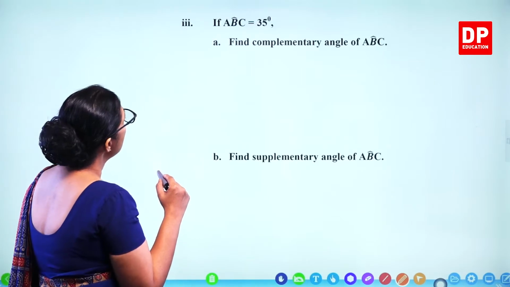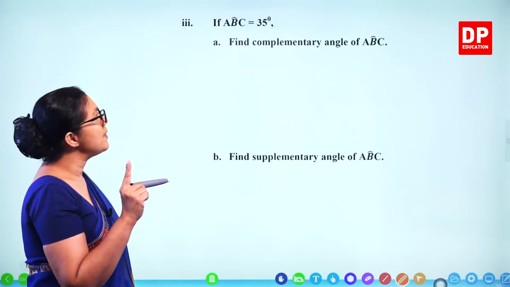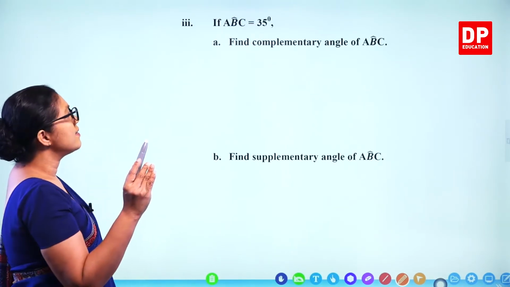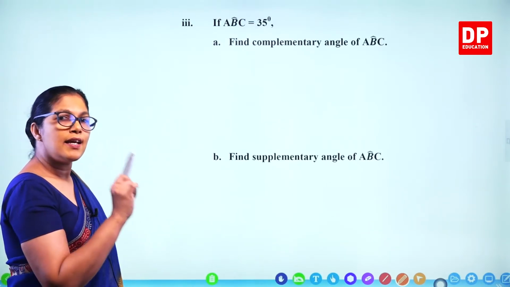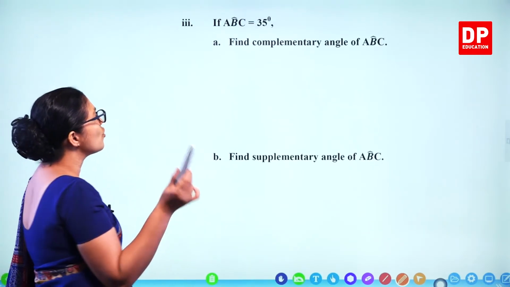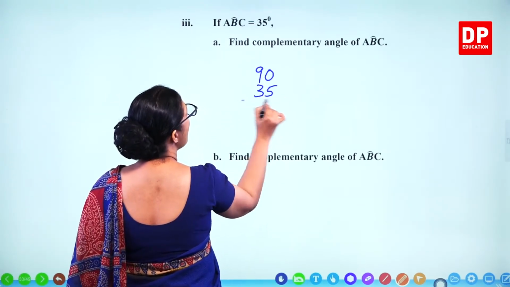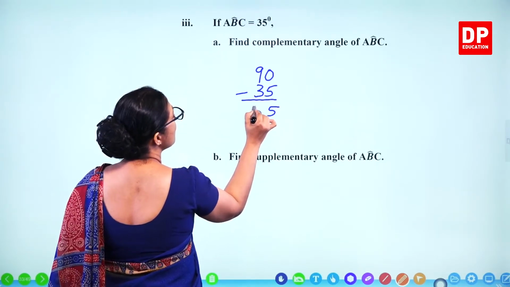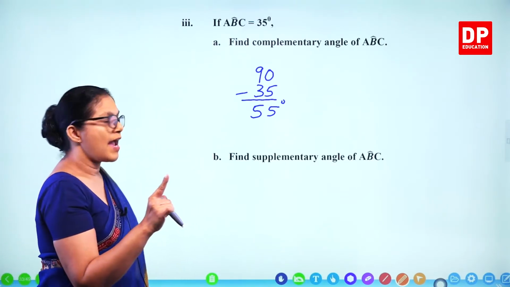Part 3. If ABC is 35, find the complementary angle of ABC. Complementary means when you add two or more angles, you get 90. 60 with 30, 50 with 40. So 35, what's the complementary one? 90 minus 35, 55 degrees.